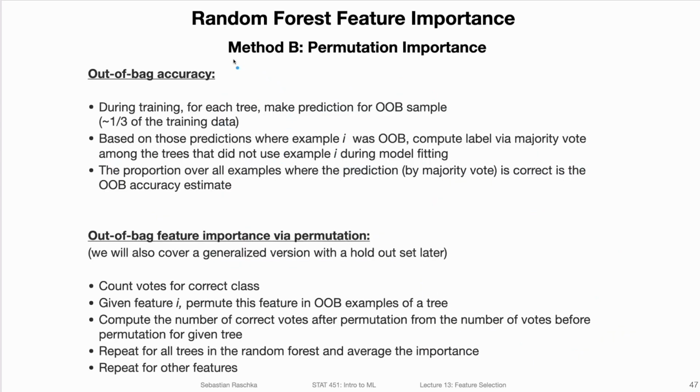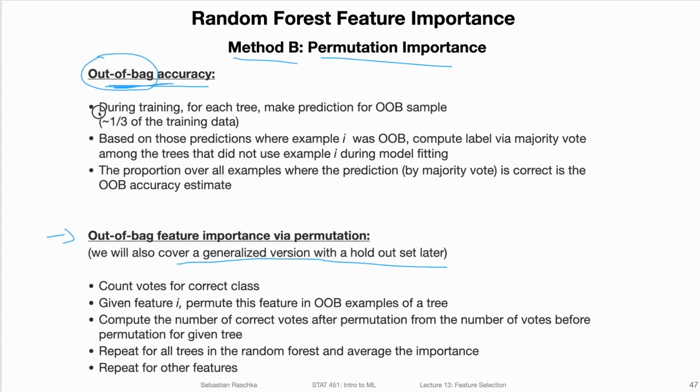Let's now look at method B here, the permutation importance. And this involves the out-of-bag samples that I showed you on the previous slide. And in fact, first I wanted to explain to you how we can use these out-of-bag samples to compute the model accuracy. And then we will see how we can use that to compute the feature importance via permutation. I will actually in a later video also talk about a generalized form of permutation importance. But let's do one step at a time. Let's first see how we can use the out-of-bag accuracy using the out-of-bag samples.